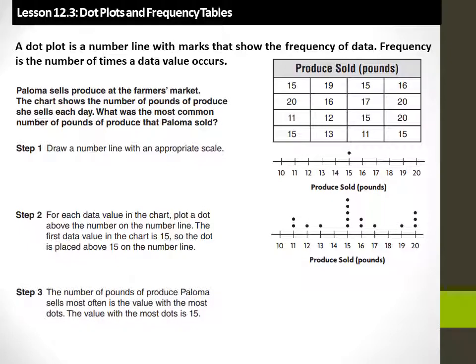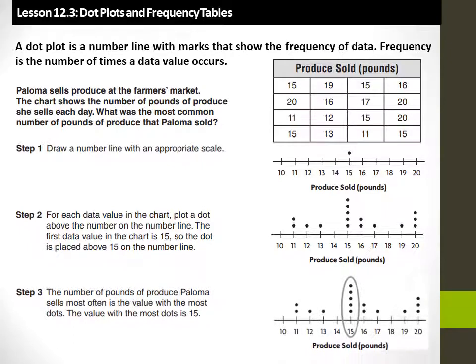Step 3. The number of pounds of produce Paloma sells most often is the value with the most dots. The value with the most dots is 15. So Paloma most often sells 15 pounds of produce.